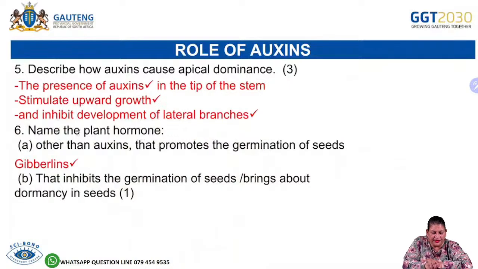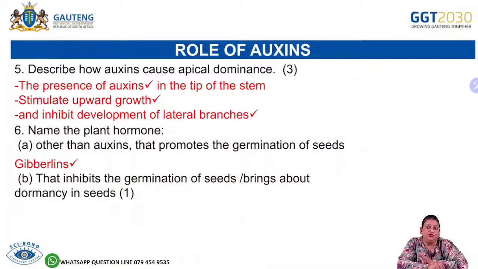Again, name the plant hormone that inhibits. Please remember, the word inhibit means stops. It's the opposite of promotes. It's the opposite of stimulate. So if you get stimulate, it means allows and promotes. But if you stop it, you inhibit it. Right. So name the plant hormone that inhibits the germination of seeds and brings about dormancy in seeds.